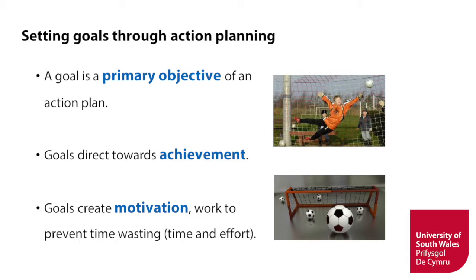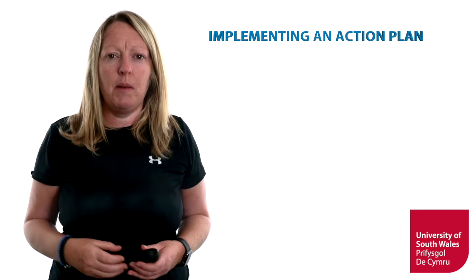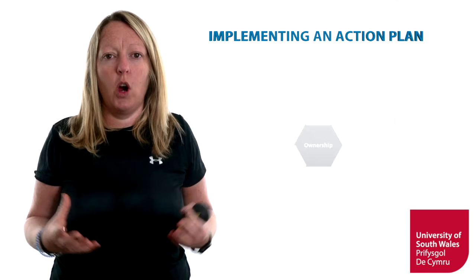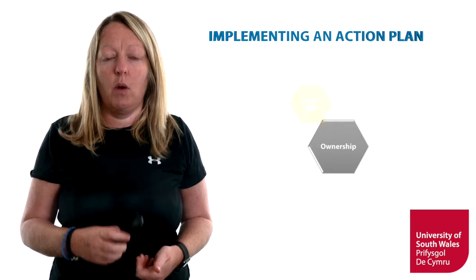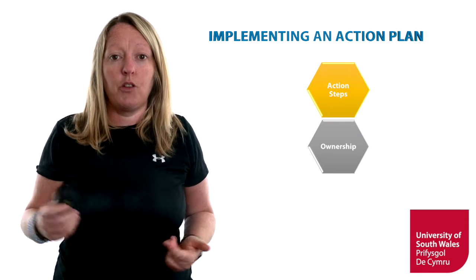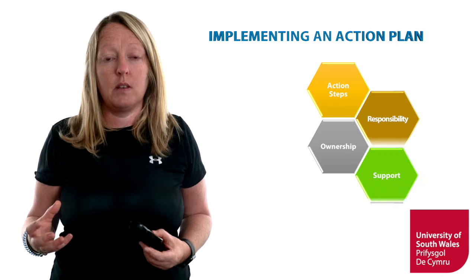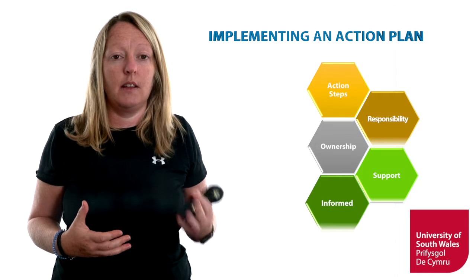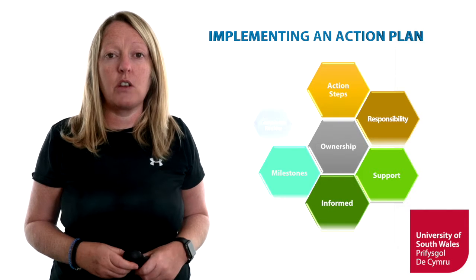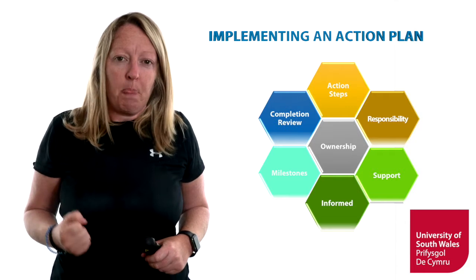So setting goals through action planning. A goal is a primary objective of the action plan. Goals direct towards achievement, and goals create motivation to prevent time wasting and increase time and effort. So implementing an action plan, you need to have ownership. You need to have action steps. Responsibility, support needs, informed decisions and key milestones, and then obviously completion of a review.